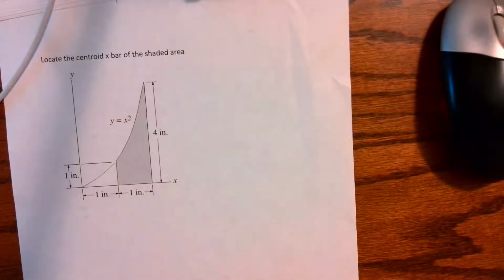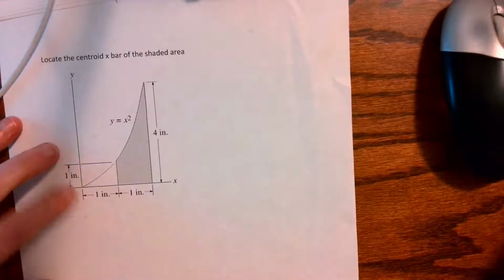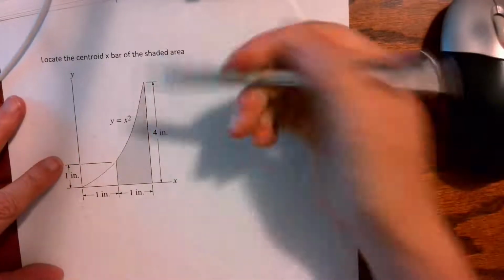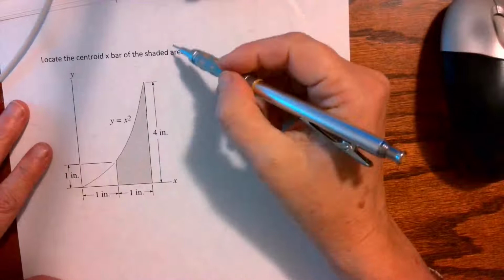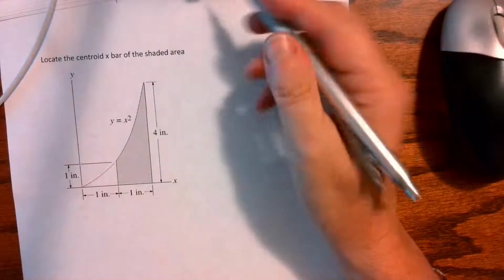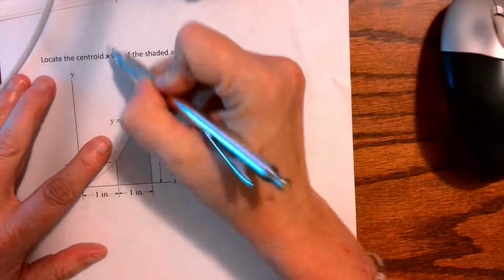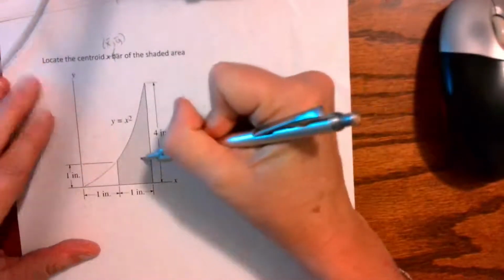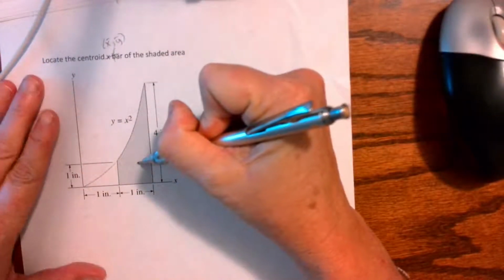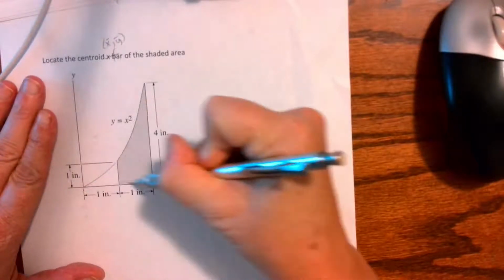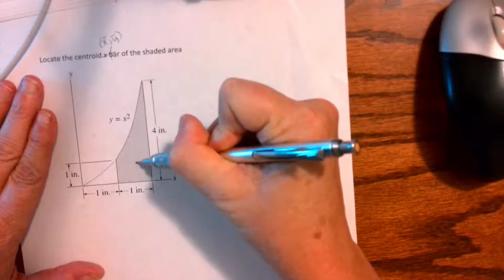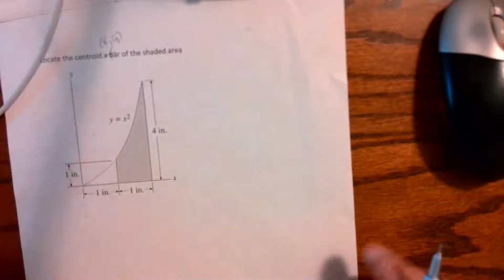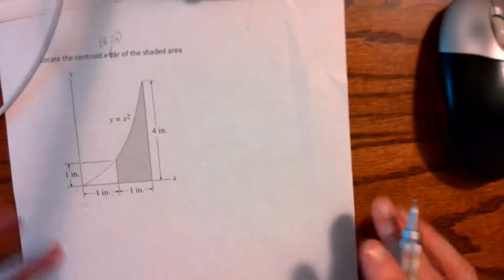Okay, so on this one, again, we're looking at integration and we want to locate the centroid of the shaded area. But instead of just doing X bar, let's actually find X bar and Y bar. That would be truly where the centroid in terms of both the X direction and the Y direction is going to occur. So the first thing we need to do is figure out which way we want to integrate.